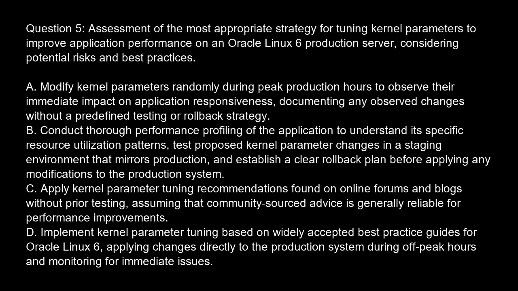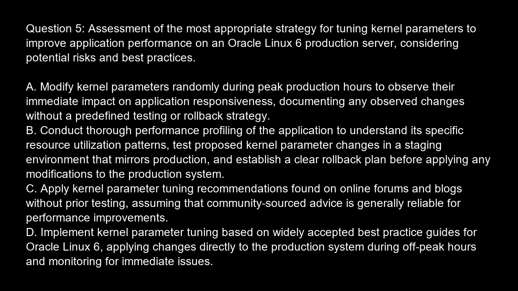Question 5. Assessment of the most appropriate strategy for tuning kernel parameters to improve application performance on an Oracle Linux 6 production server, considering potential risks and best practices. Option A. Modify kernel parameters randomly during peak production hours to observe their immediate impact on application responsiveness, documenting any observed changes without a predefined testing or rollback strategy.